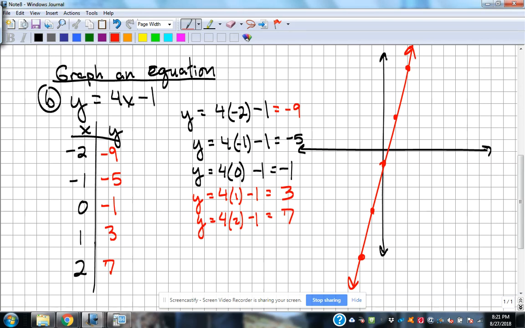And I'm going to connect all those with a line because they make a straight line. If it were curved, I'd try to make a little sweeping curve through there.